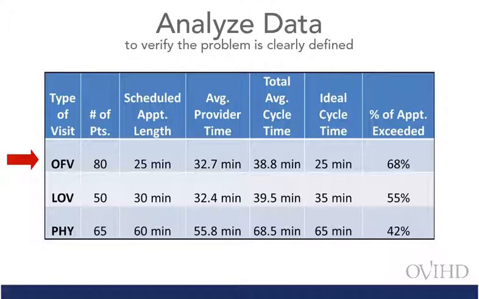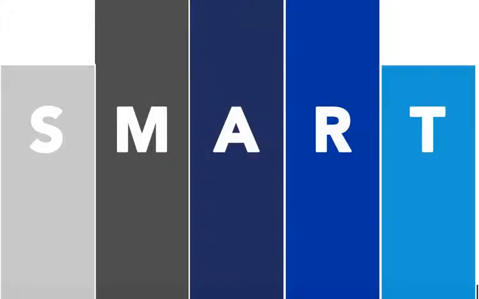Understanding this data helps us narrow our focus for improvement. Because OFV visits have such a high percentage of instances going over their allotted time, we feel addressing this issue would make the biggest impact in reducing patient waiting time. The final step in Clarify Current Knowledge is to write a SMART goal. This goal is crafted with your stakeholders from the initial gap analysis, observations, and data collection.